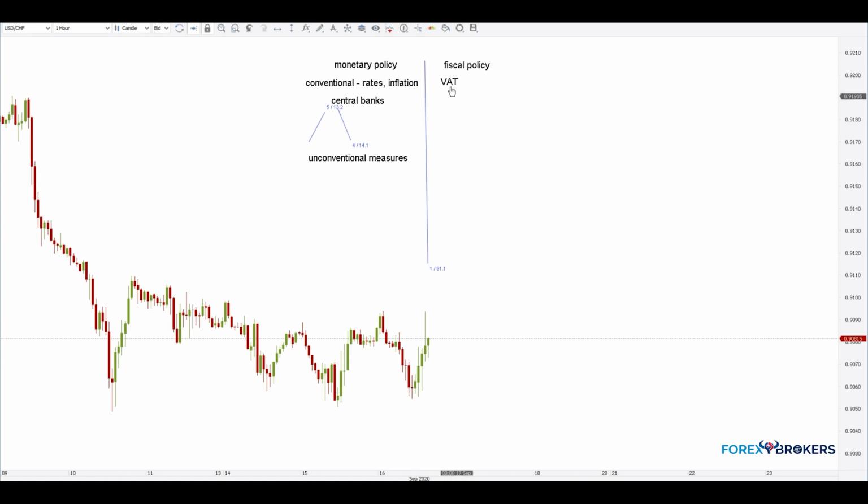Again, it is not just the VAT, it is everything that the government decides in terms of taxes and stimulus.